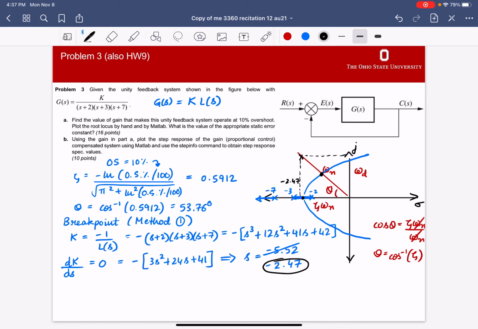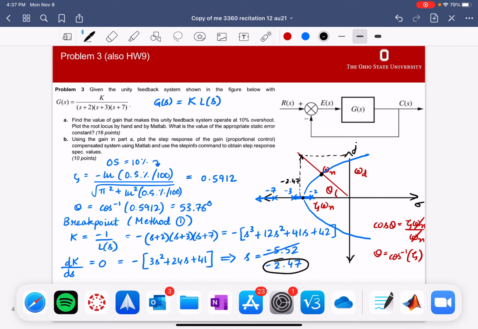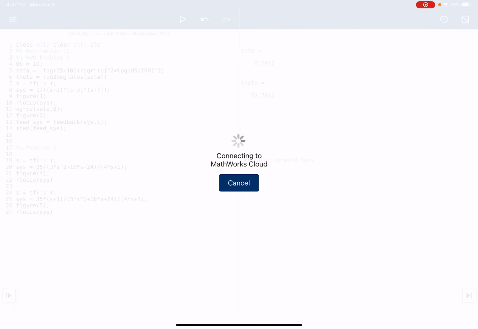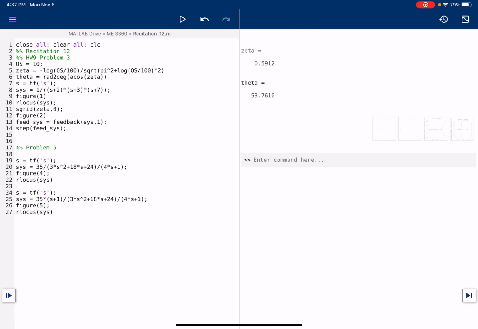So here we can use MATLAB to help us a little bit. I've already written down some code from before. I ran it in the first session and it asks me to connect every time. All right. Is it not working? Okay, I think I need to run it again.